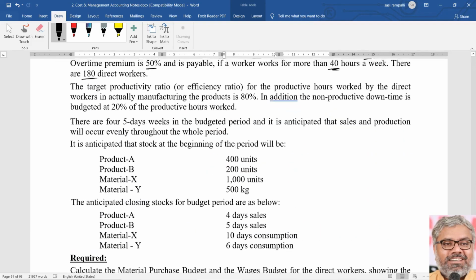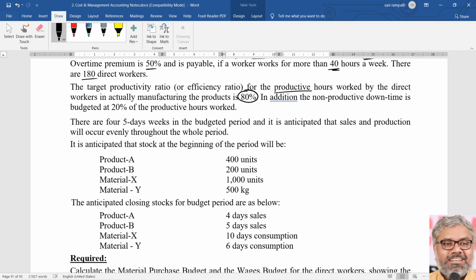The target productivity ratio or efficiency ratio for the productive hours worked by the direct workers in actually manufacturing the products is 80%. So efficiency ratio here, what he is talking about, is 80%. So once again, what is the efficiency ratio? The first ratio we talked about, that is standard hours divided by actual hours. That is targeted productivity ratio or efficiency ratio.